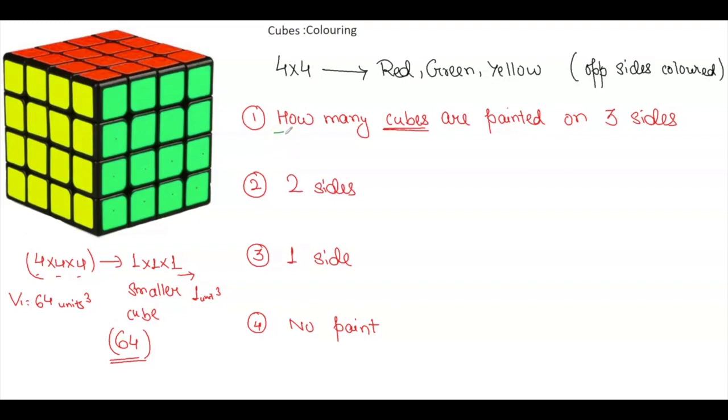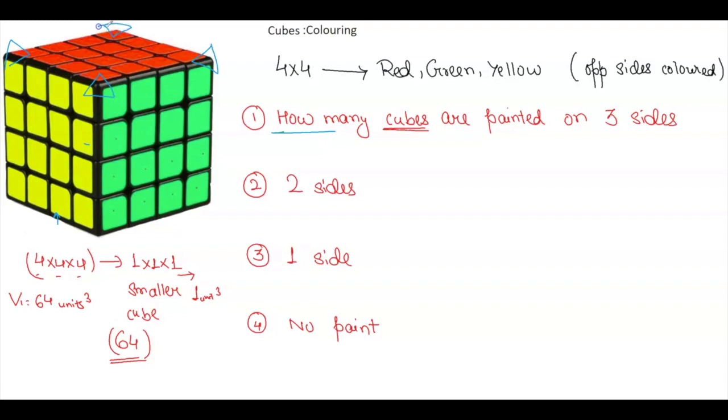The first question: how many cubes are painted on 3 sides? Please understand that no cube would be painted on 4 sides or 5 sides or 6 sides, right? You can refer to the diagram to understand it better. Now when I take these cubes, they are painted on 2 sides. When I take these cubes, they are painted on 2 sides. The only cubes that would be painted on 3 sides would be these ones, the cubes at the corner.